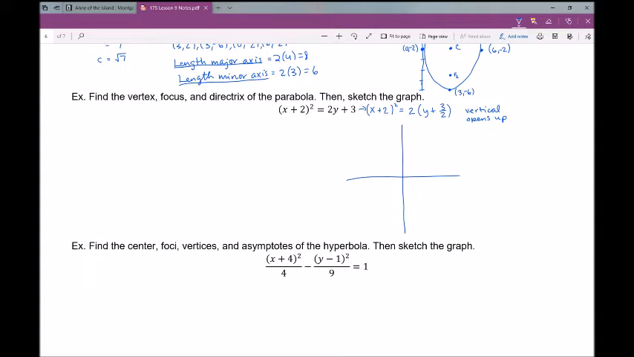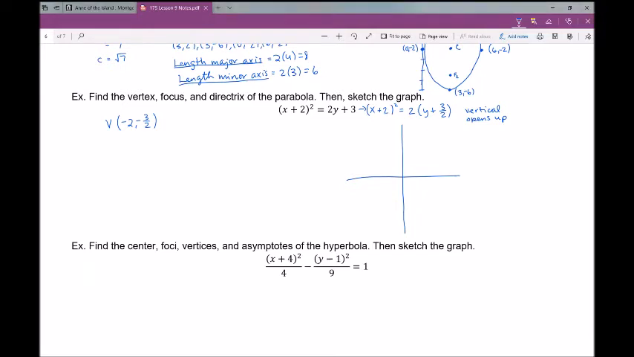And so let's get to finding what the vertex is. The vertex is sort of like finding the center on the ellipse or the hyperbola. So the vertex is going to be here (-2, -3/2). And that comes from the fact that we have a positive 2 with the x and a positive 3/2 with the y.